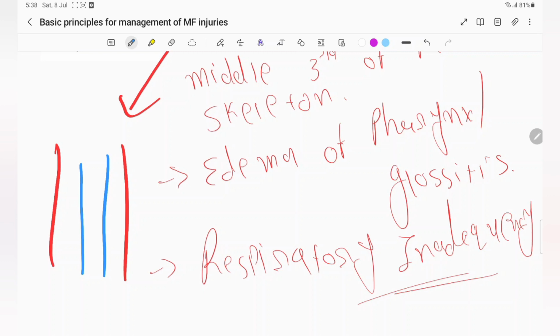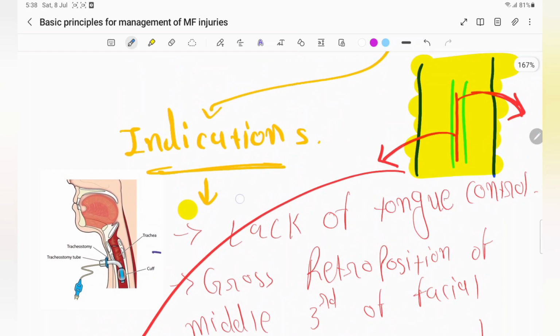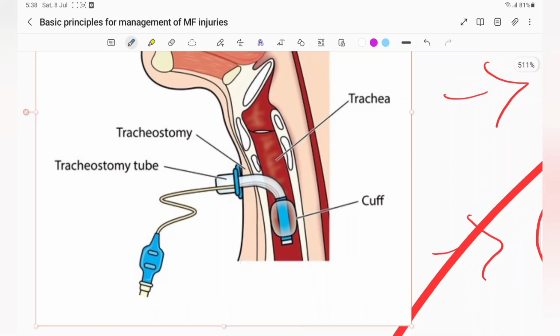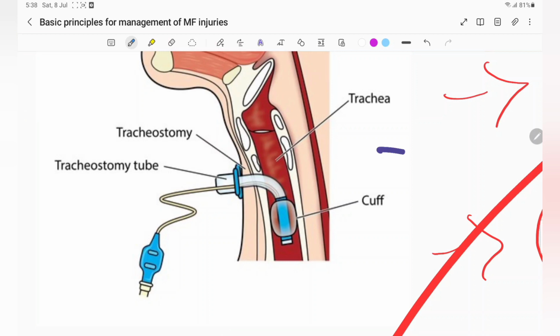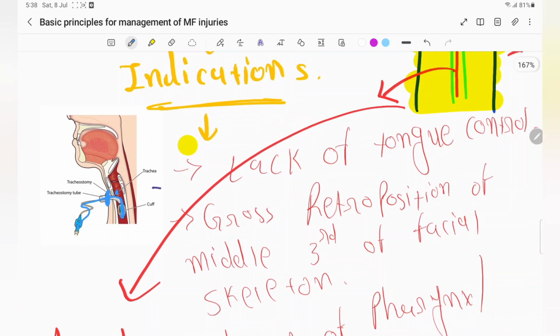Now you have to make a hole here. In this hole you have to pass a needle or tracheostomy tube. What gauge needle you have to pass? 12 or 14. Then you have to pass a tracheostomy tube over it to maintain a proper airway. In this picture you can see we have a trachea, and we will make a hole here and pass a tracheostomy tube. So this is called a tracheostomy.